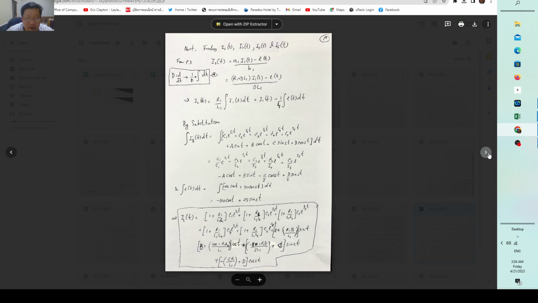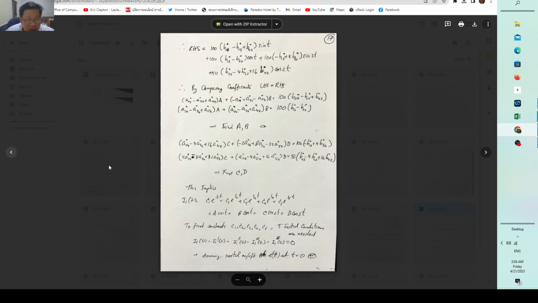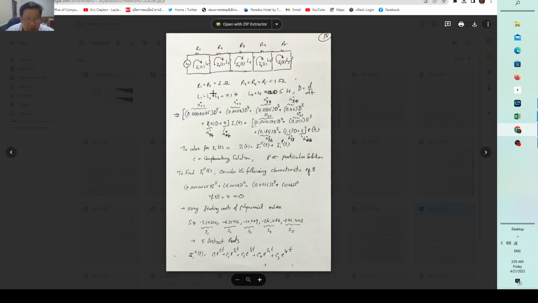And in the next step, we'll talk about how to find what we call the remaining variables, which are I sub 2t, I sub 3, I sub 4, up to I sub 5. Remember that up to this point, we'll be able to find I sub 1t complete solution, based on this given value. That's the previous homework.